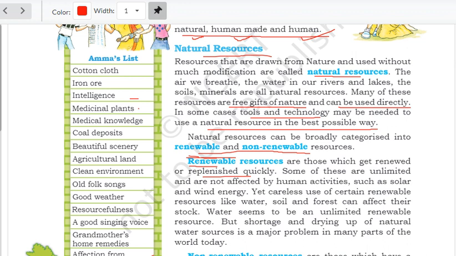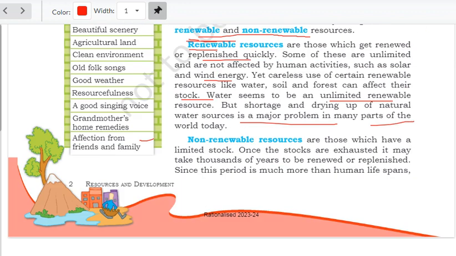Some of these are unlimited and are not affected by human activities, such as solar and wind energy. Yet careless use of certain renewable resources like water, soil, and forest can affect their stock. Water seems to be an unlimited renewable resource, but shortage and drying up of natural water resources is a major problem in many parts of the world today.